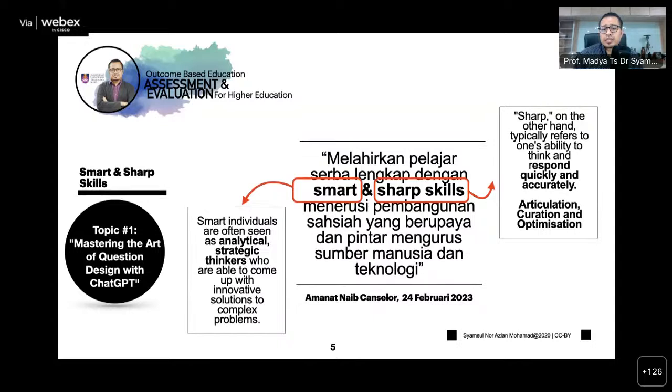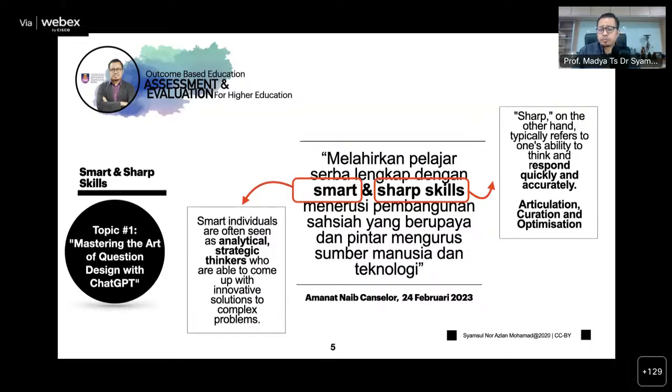All right, so as an individual, you need to be smart in the way that you are able to analytically think about something that you get, and how can you use your sharp skills to respond quickly and accurately through articulation, curation, and optimization. Because the real challenge of ChatGPT is that we can get vast information and boundaries. There are a lot of hypothetical answers, hypothetical statements, hypothetical solutions, and how can we use our wisdom of knowledge to articulate, curate, and optimize the information that we get from ChatGPT.